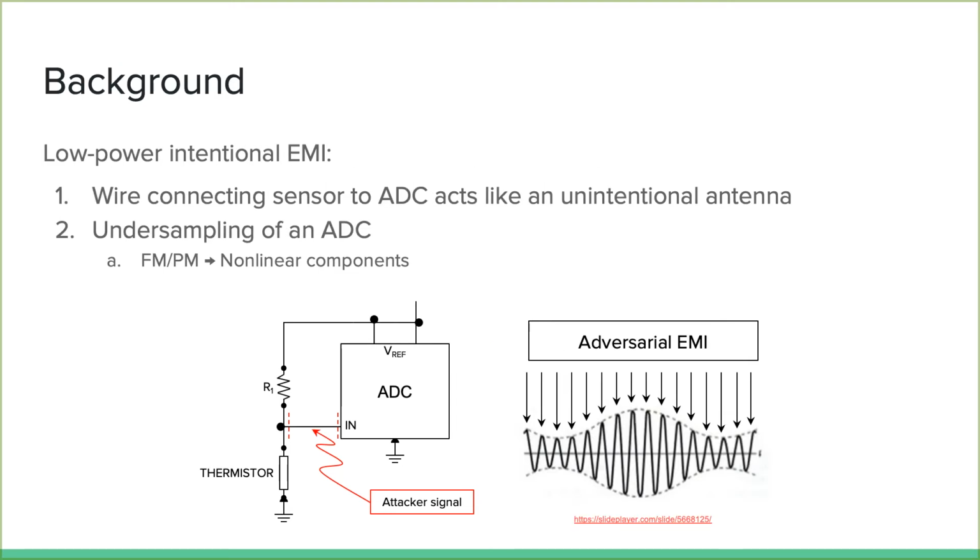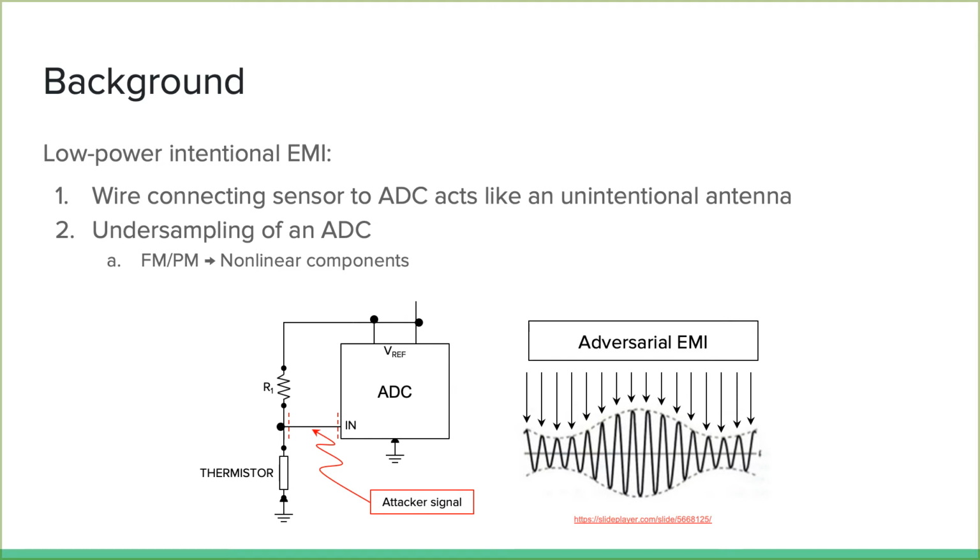Now a few background definitions. We're dealing with low power intentional EMI. There's unintentional EMI and also high power EMI that can destroy logic chips and such. We're not dealing with that. So we have two prerequisites for this low power EMI. The first is there has to be a wire that's exposed that connects the sensor to the ADC and that can act like an unintentional antenna.